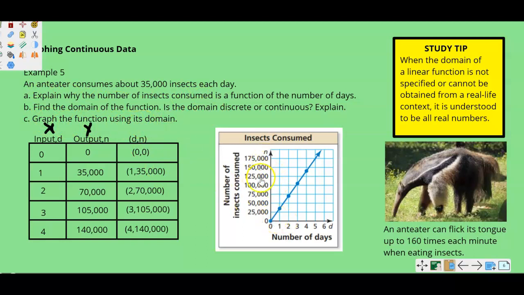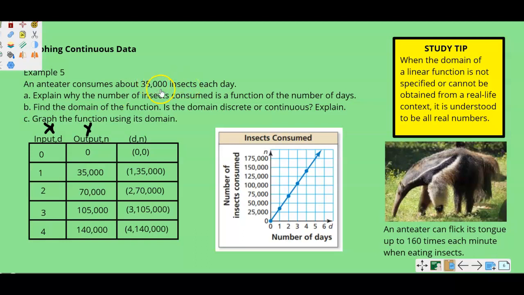Again, you may use a little bit different scale, but you get the idea. This is a great example of how to graph this, but it's certainly not the only scale that you can use. You could use a different scale if you wanted to. So hopefully this helps you understand what a continuous graph looks like, and that it is a linear function, how to find the domain and range.